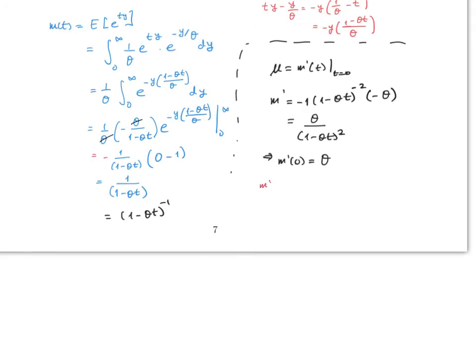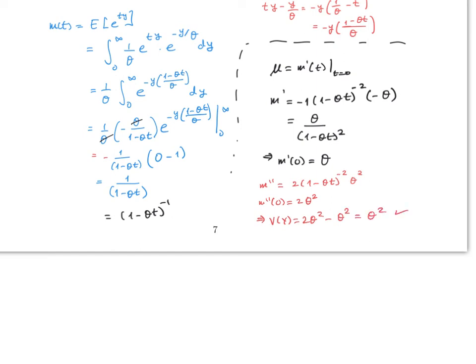Now we find the second derivative. The second derivative is going to be 2 times 1 minus theta t to the negative 2 times minus theta, so it will be 2 theta squared over 1 minus theta t cubed. You plug in 0, and you should check this. So this just gives you 2 theta squared. So that implies the variance of y will be 2 theta squared minus theta squared, which is equal to theta squared, which is exactly what it should be.